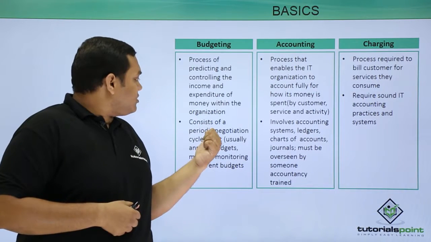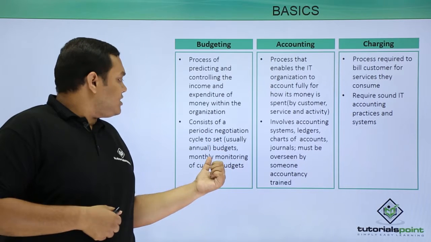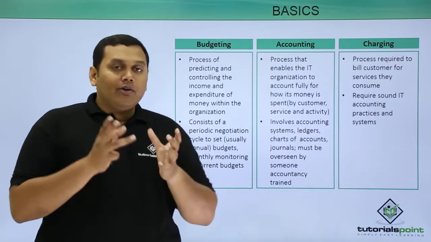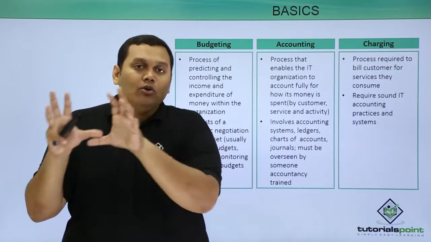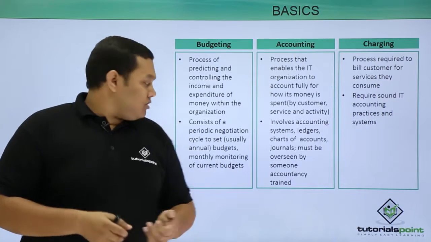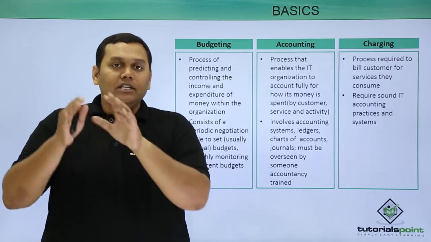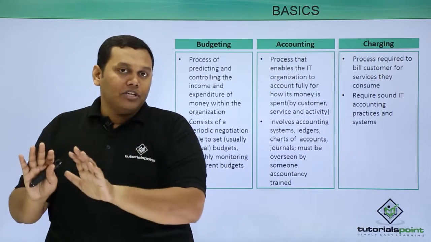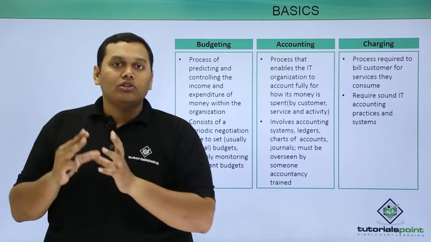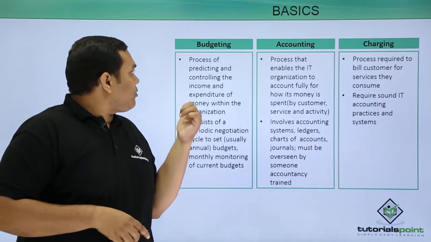Sonytel also consists of a periodic negotiation cycle to set budgets, monthly monitoring and current budgets. So, Sonytel will do periodic negotiations on the yearly budgets, monthly monitoring and also the current budget activities. Under budgeting, it will plan the budget, keep its predictions and also decide how to control it. The predictions will be properly processed here.